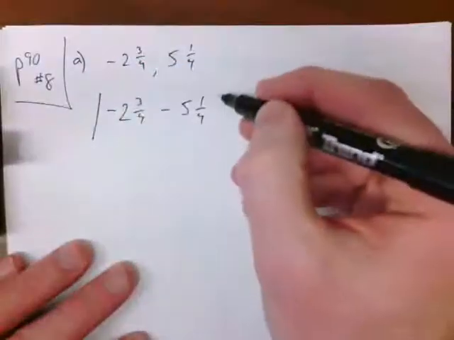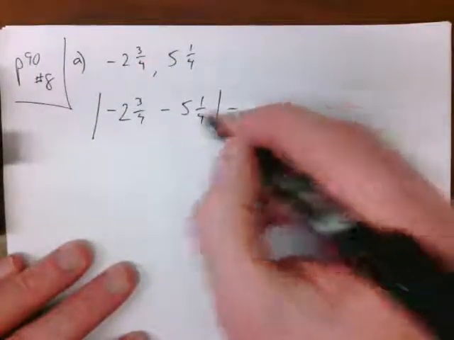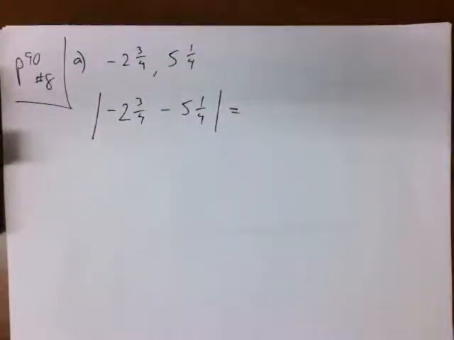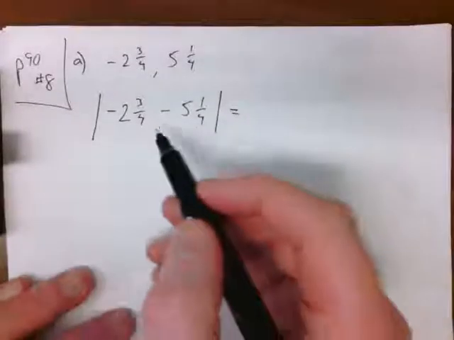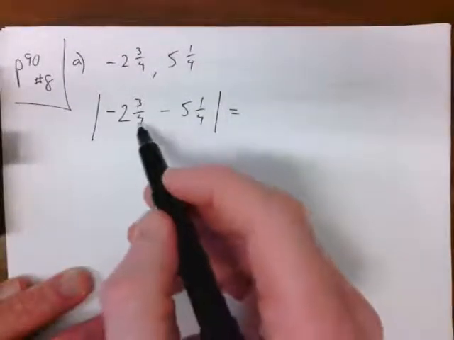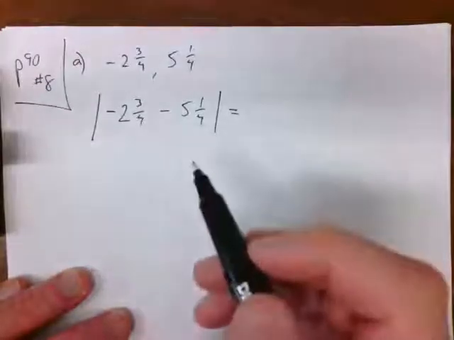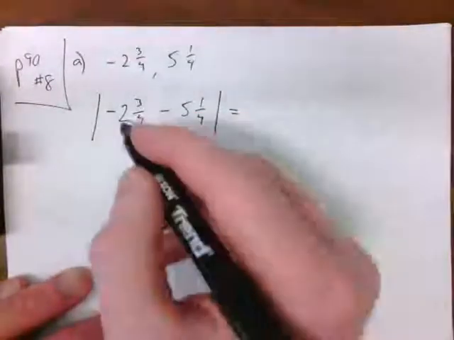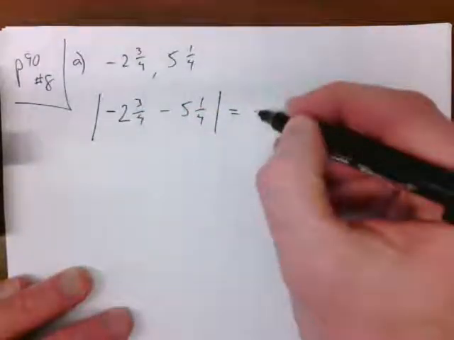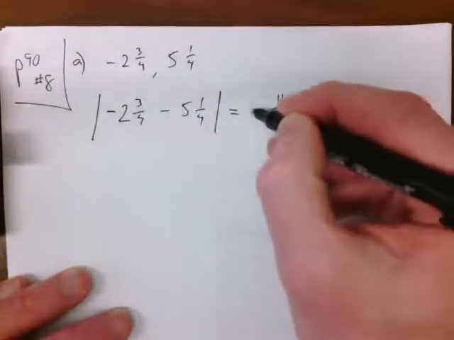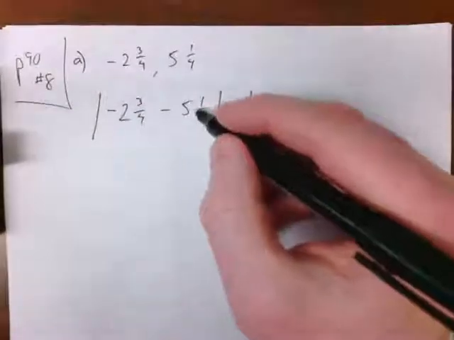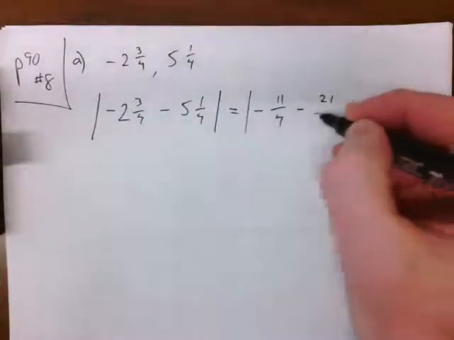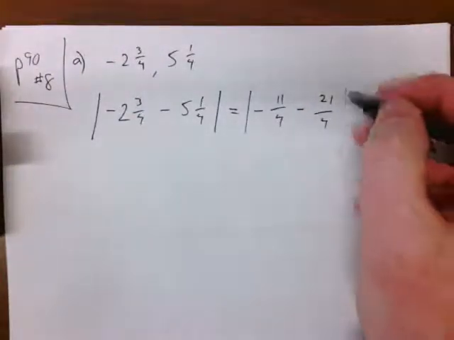That's going to give me a negative number, and I want a positive number, so I just throw the absolute value symbols around it and to go. Now to continue with the math, convert these into improper fractions just to make it a bit easier. So that will be 4 times 2 is 8, plus 3 is 11, so it's negative 11 over 4, minus 4 times 5 is 20, plus 1 is 21 over 4.